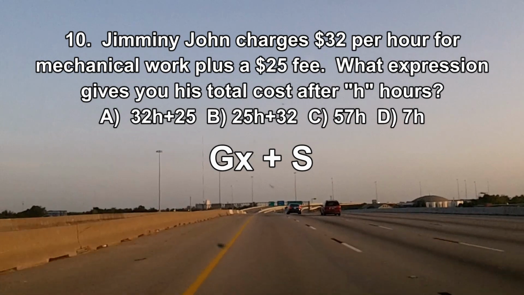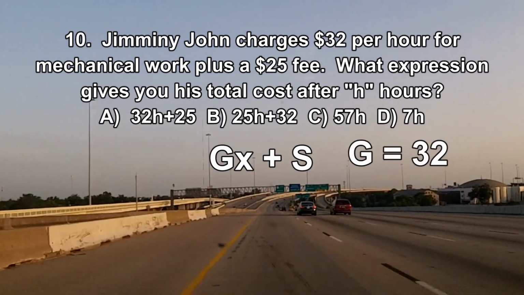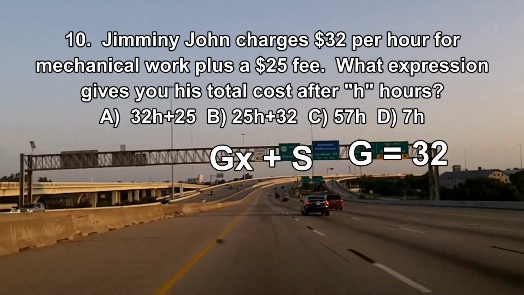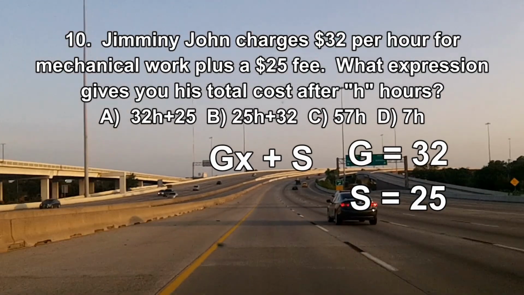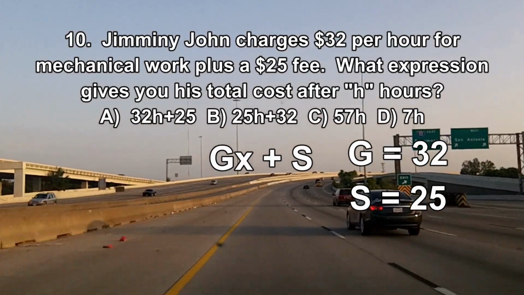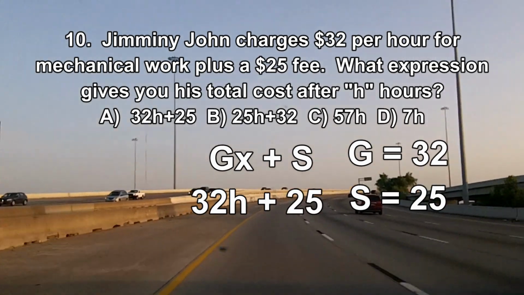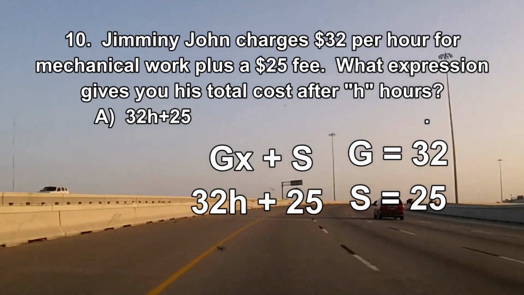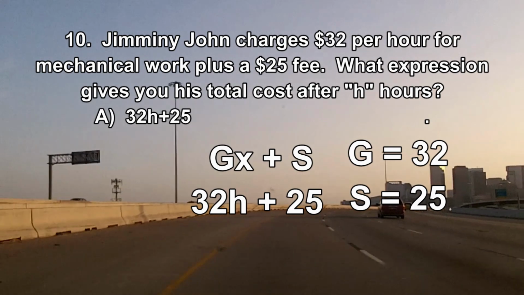To get this answer, we need to use GX plus S. We know his growing number, or fee per hour, is $32, so G is 32. We also know that his starting fee is $25, so S is equal to 25. If you were to substitute 32 and 25 into the formula, you would get 32H plus 25. So choice A, 32H plus 25, is the correct answer.